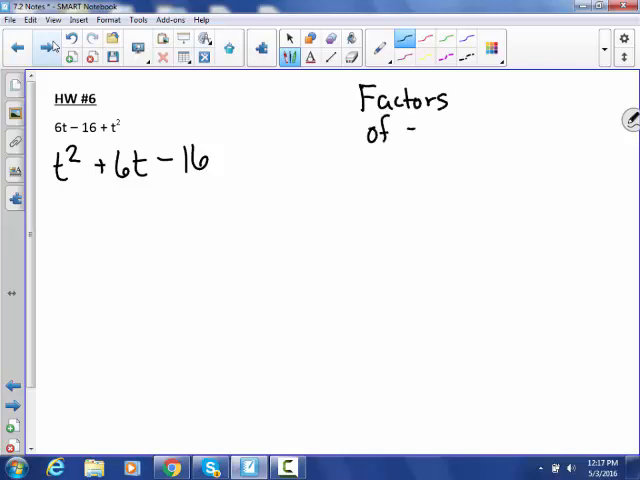Okay, so what do we want factors of this time? Negative 16. And what do we want the sum to be? 6.